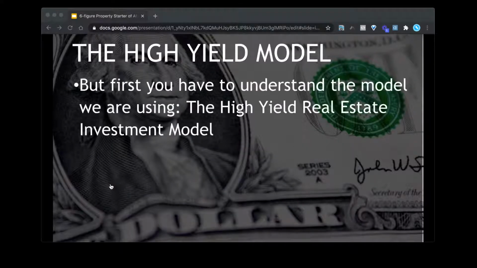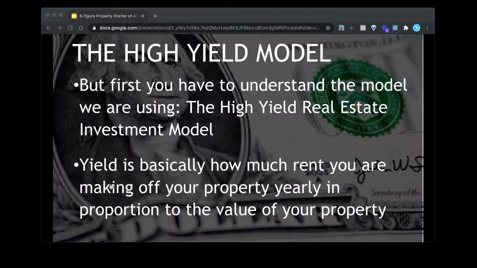First, before we go through that, you have to understand the model we're using. It's a high-yield real estate investment model, okay? And what it is, basically, is how much rent you're making off your property yearly in proportion to the value of your property. This is when you are purchasing property, okay?